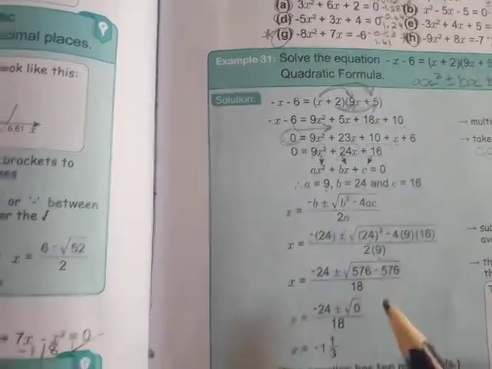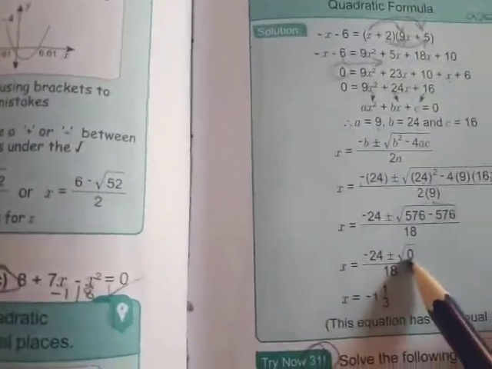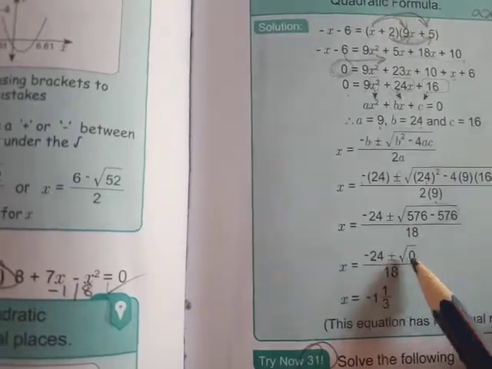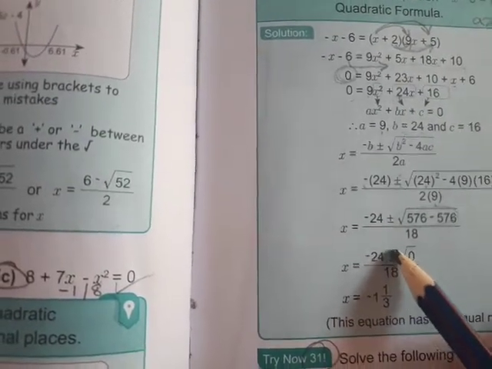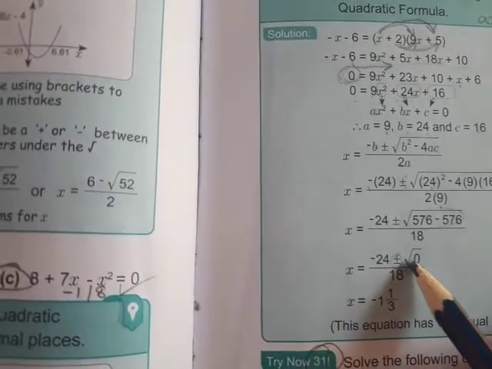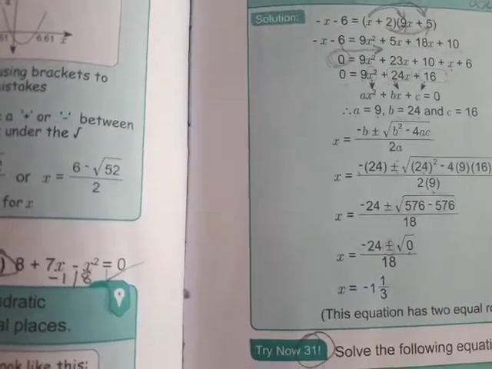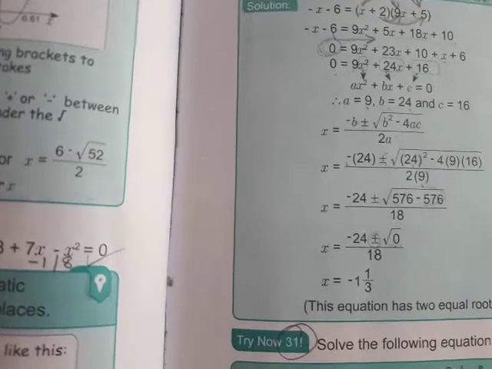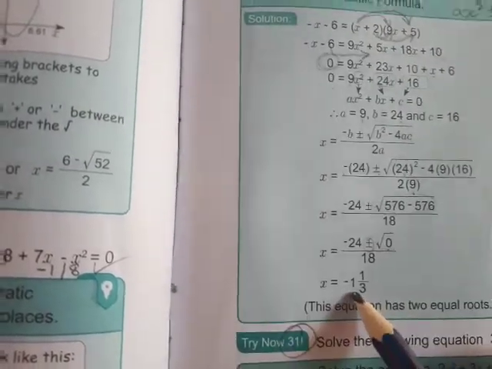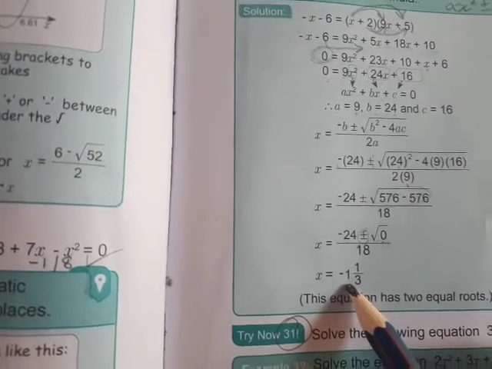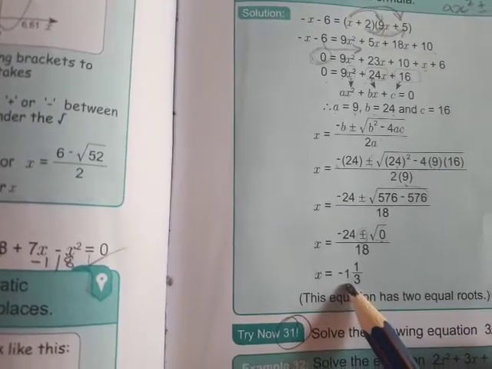So if you look at this, it will give you an answer of 0. So the square root of 0. Therefore, the plus and minus in this case makes no difference, people, because you're going to add or subtract 0, which is making your answer only one possible answer, which is negative 1 and 1/3.